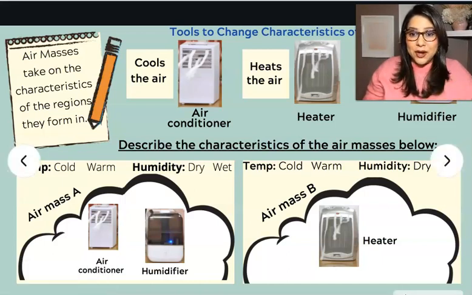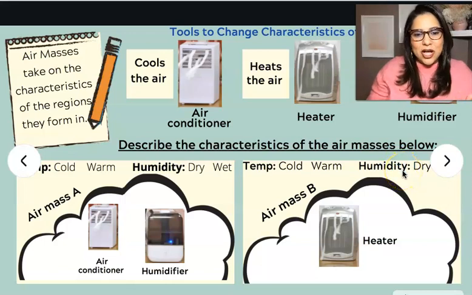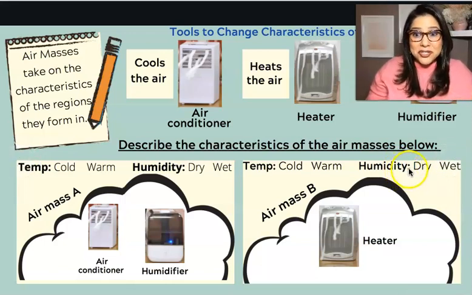Now, if we observe air mass B, we would notice that there's a heater. And so for temperature, I'm going to circle warm because we know that heaters heat up the air. And I also observe that there's no humidifier. So there's nothing adding water to the air, and I'm going to say that it's dry. So I hope this activity helped you understand some characteristics of air masses, specifically temperature and humidity, by using things we're all familiar with that many of us have at home, right?